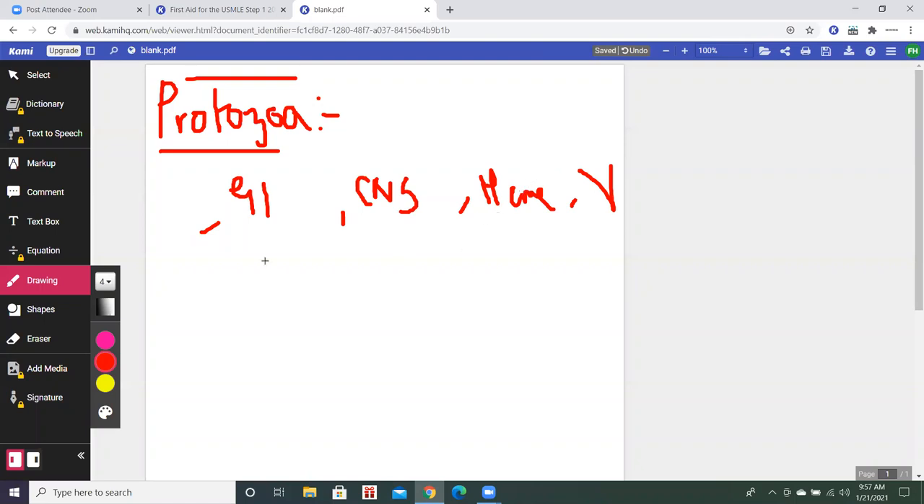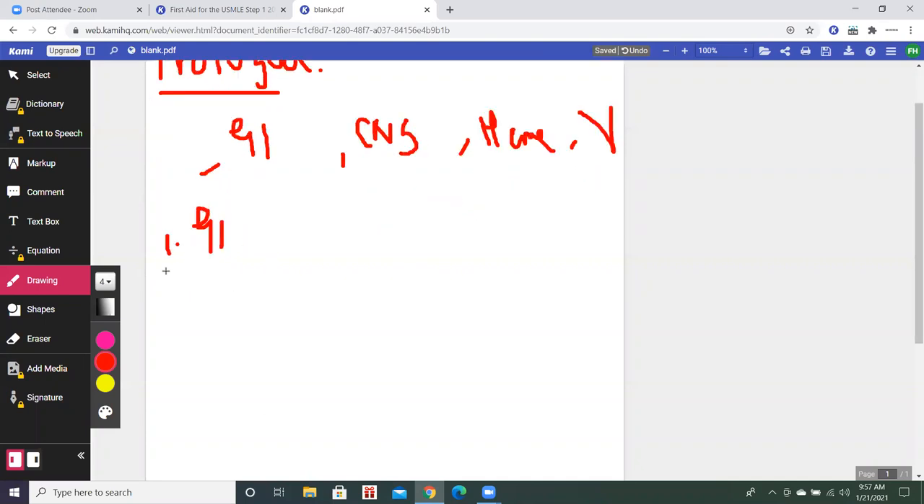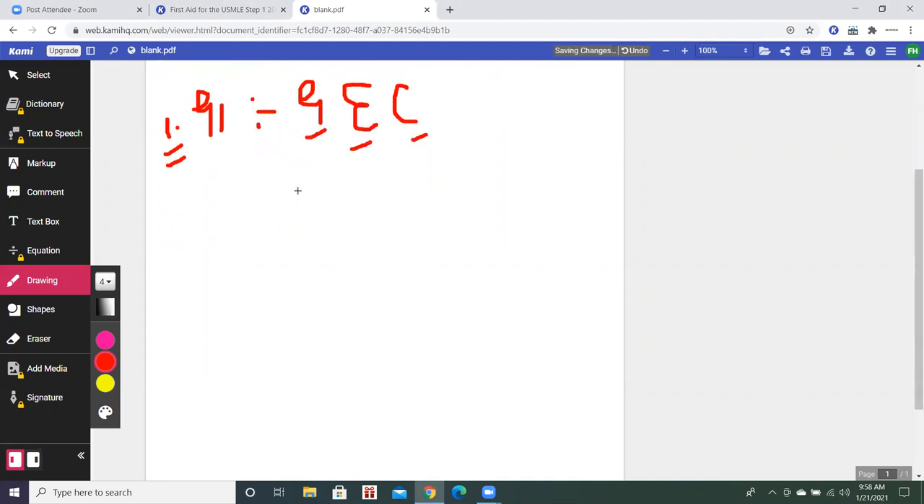So first of all, we are going to talk about the protozoa that infect the gastrointestinal system, that is the GI system. And for the gastrointestinal system, we have three high yield organisms: Giardia lamblia, Entamoeba histolytica, and Cryptosporidium. So these are the first three protozoa that we want to discuss.